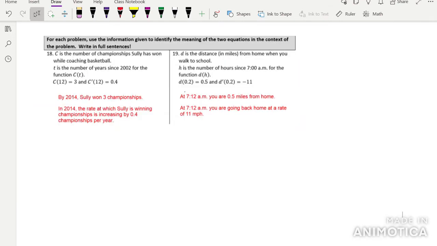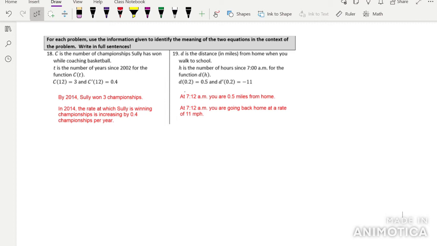Alrighty, so the last question here was talking about question 18, where the sentence version of it was a little bit confusing, especially with the solutions. So I have the solutions here, and I'm going to try to break these apart into what is happening. So question 18 says the number of championships Sully has won while coaching basketball. So C is some value. T is the number of years since 2002 for the function C of t.